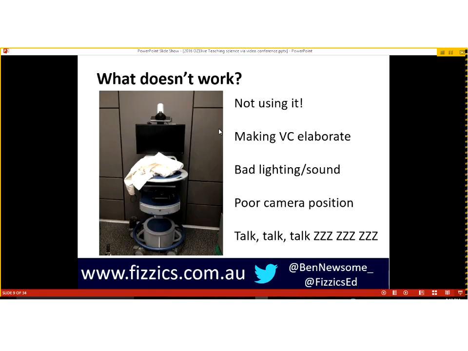This is what doesn't work: not using it. If I could highlight that and make it flash and dance around the screen, that's the biggest thing. Like anything, the more you use it, the more you get familiar with it. And actually, even the session at the start of this really shows you that it can be daunting if things are going wrong.